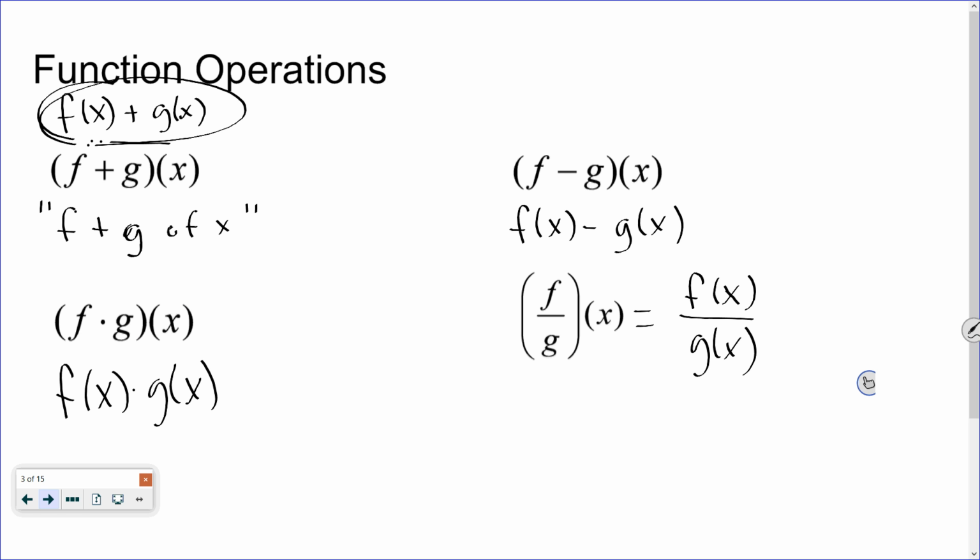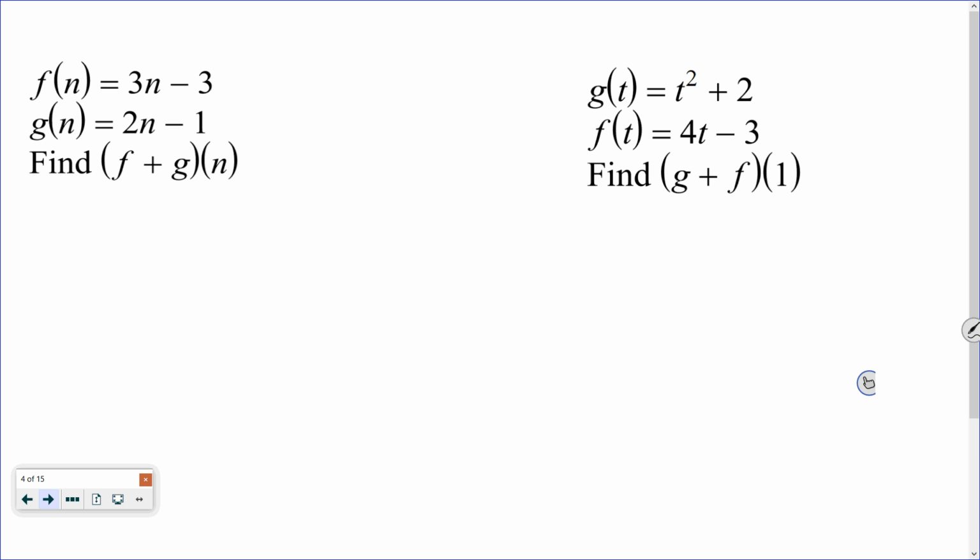A lot of times we see it written this way, and it doesn't make sense to us, but when we get it written this way, it does make more sense. So the first step we're always going to do is rewrite it, and then we'll perform the operations. You'll see what that looks like. So let's do an example of addition.